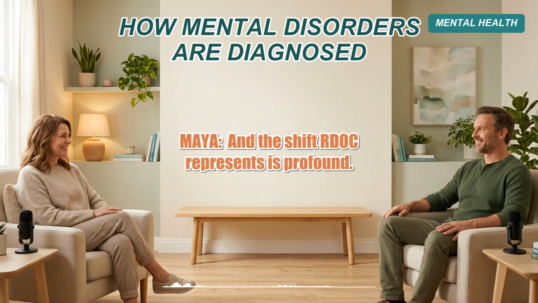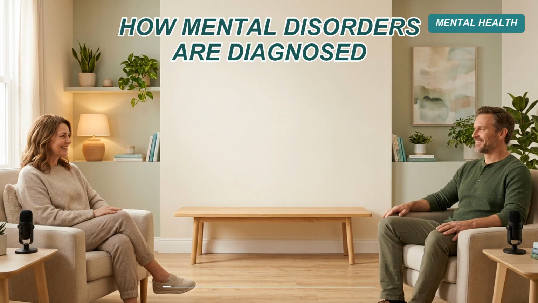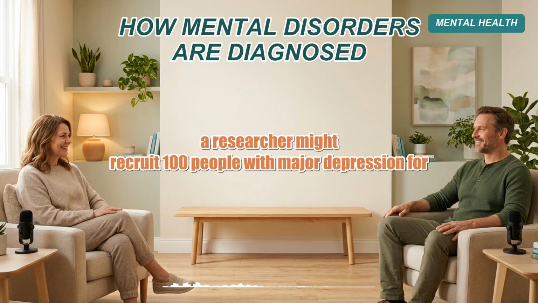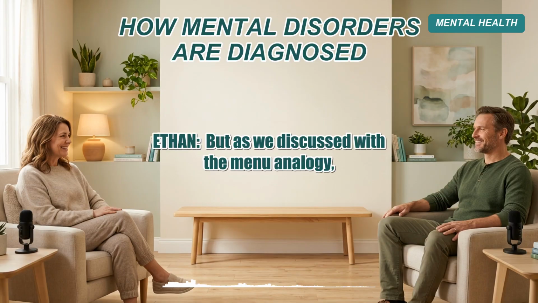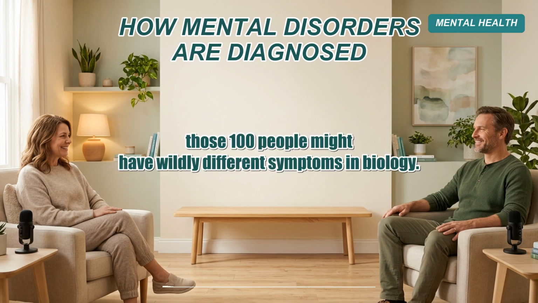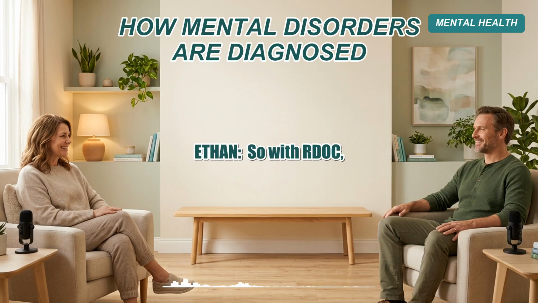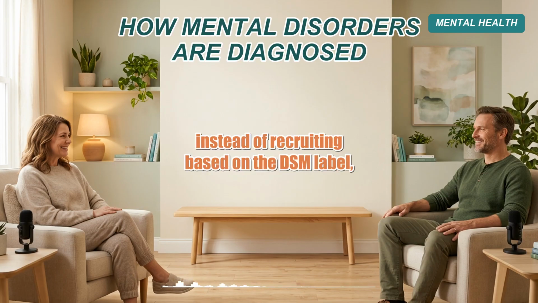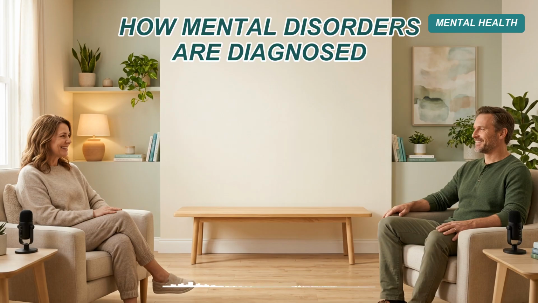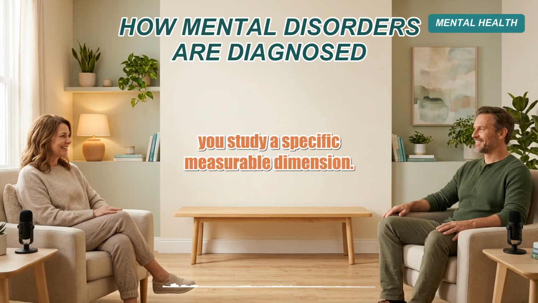And the shift RDoC represents is profound. Under the DSM, a researcher might recruit 100 people with major depression for a brain scan study. But as we discussed with the menu analogy, those 100 people might have wildly different symptoms and biology. Exactly. It's incredibly noisy data. So with RDoC, how does that study actually look different? Well, under RDoC, instead of recruiting based on the DSM label, you study a specific measurable dimension.